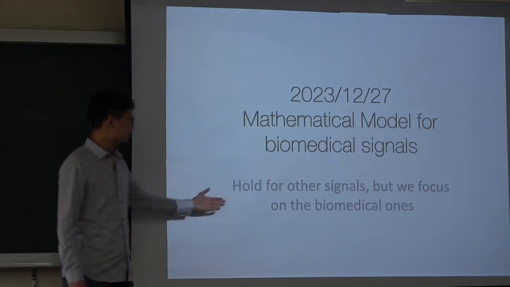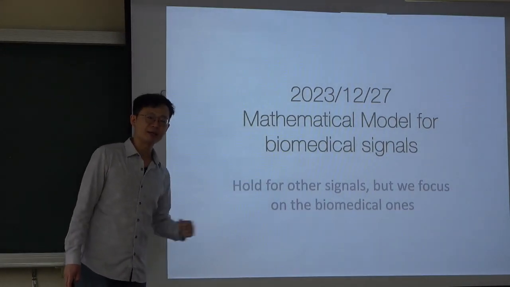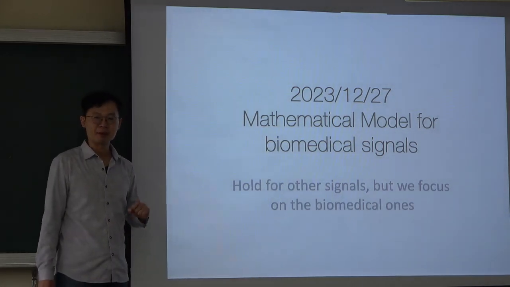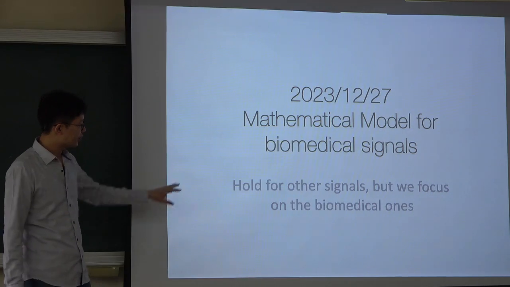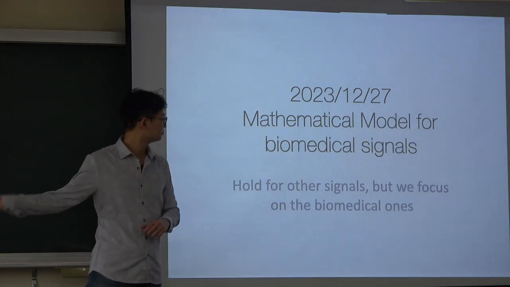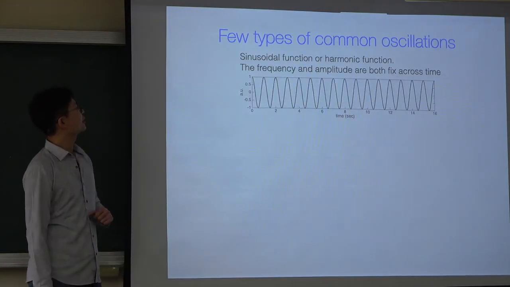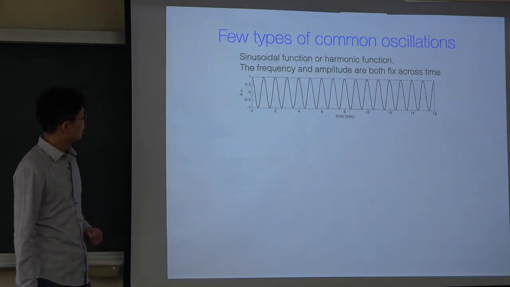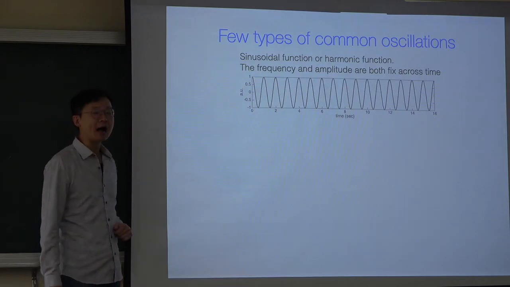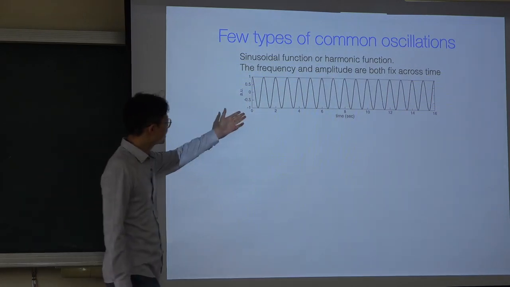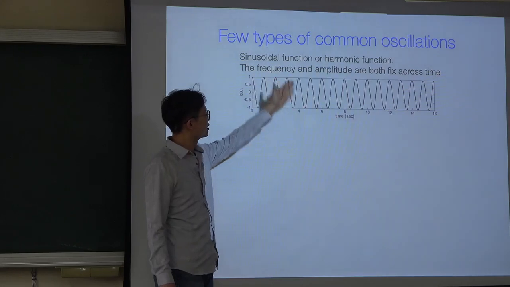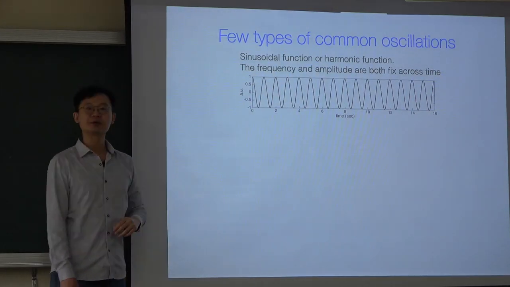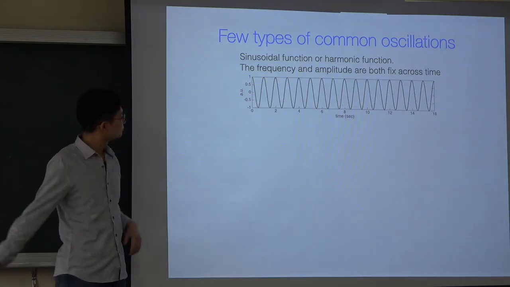And there's a subtitle, okay? This kind of model holds for other signals, not only in the biomedical field, but today we will focus on biomedical signals. There are a few types of common oscillations that we encounter in practice. For example, the sinusoidal function or harmonic function. You can see it oscillates very regularly, like a sinusoidal function. This is the harmonic function or sinusoidal function, which is very beautiful.